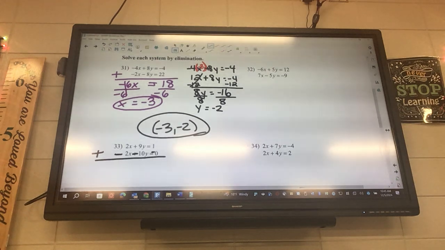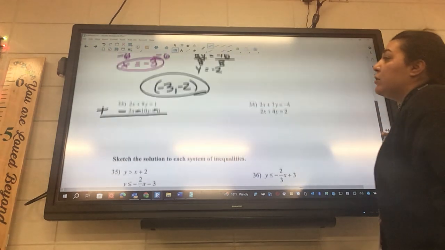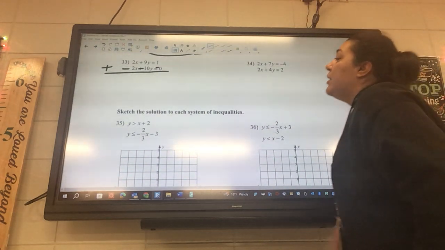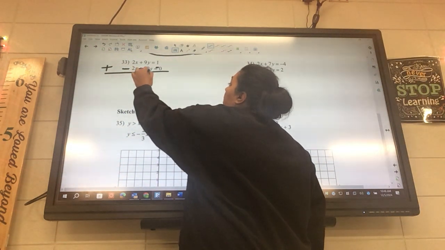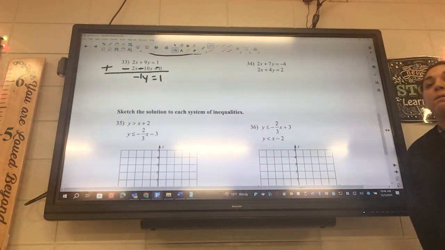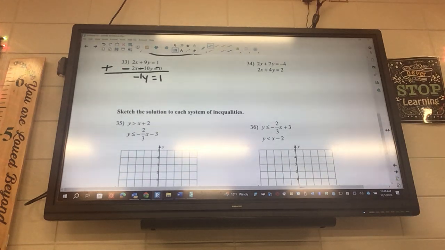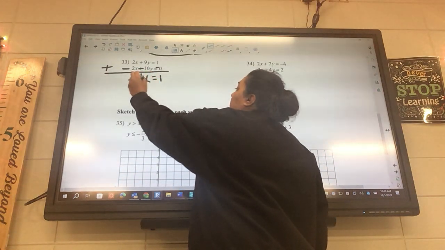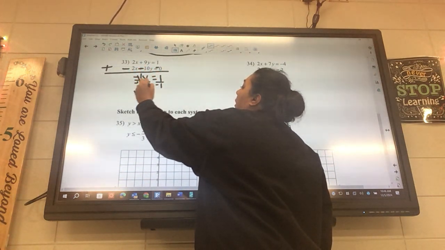Because they're the same sign, we need them to be different signs. Because if you add 2 plus 2, that's 4. That doesn't cancel. 2 plus a -2 is 0. That does cancel. So it only cancels if the signs are different. Okay, so the 2's are going to cancel. We get 9 plus -10 is going to be -1y equals 1. Divide by -1. So we get y equals -1.